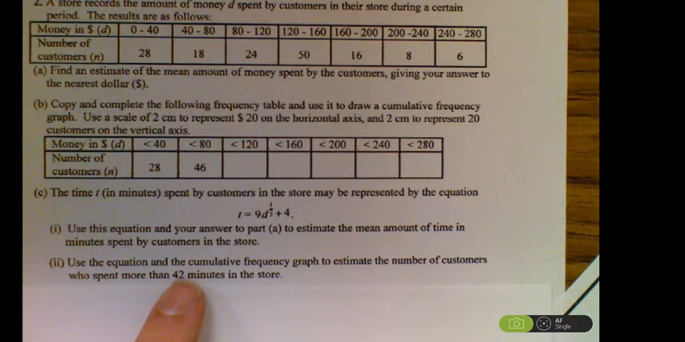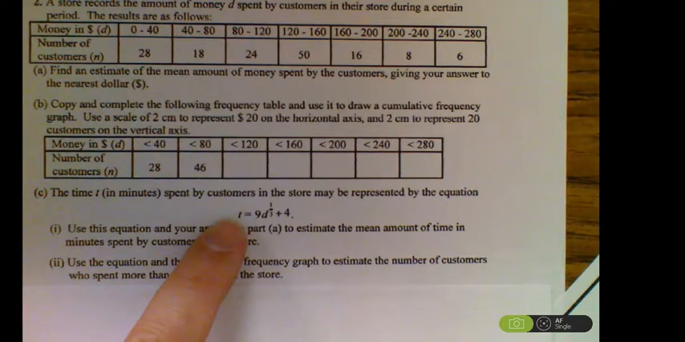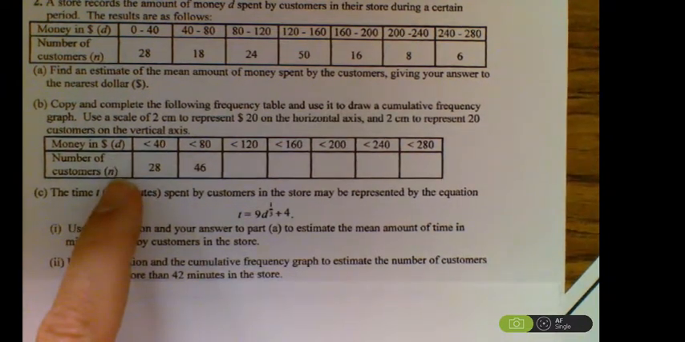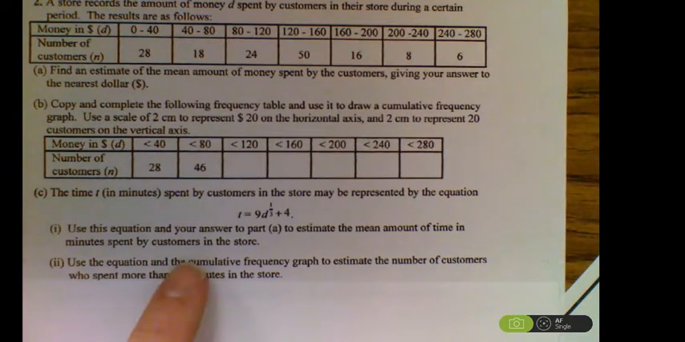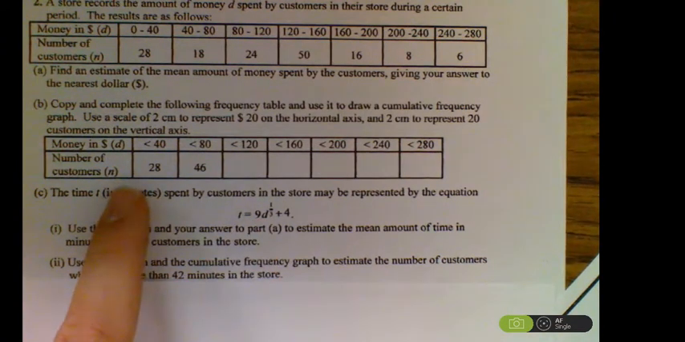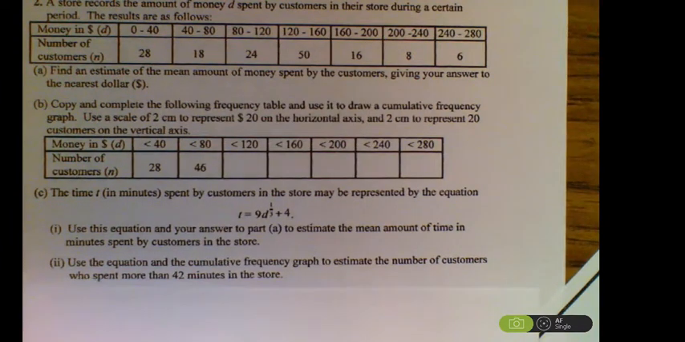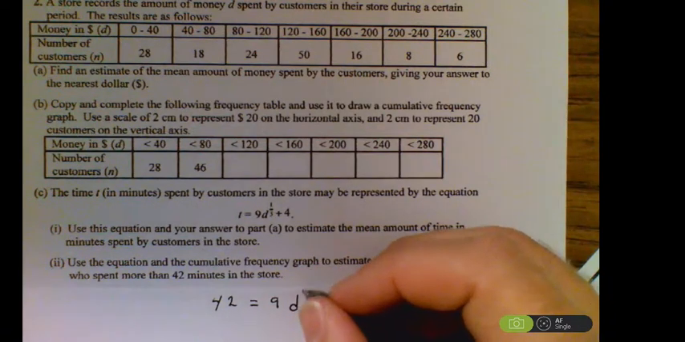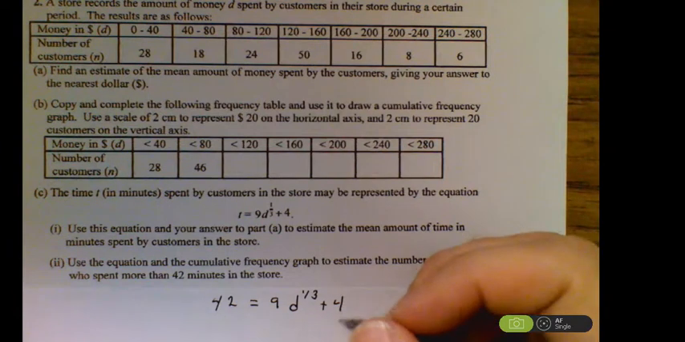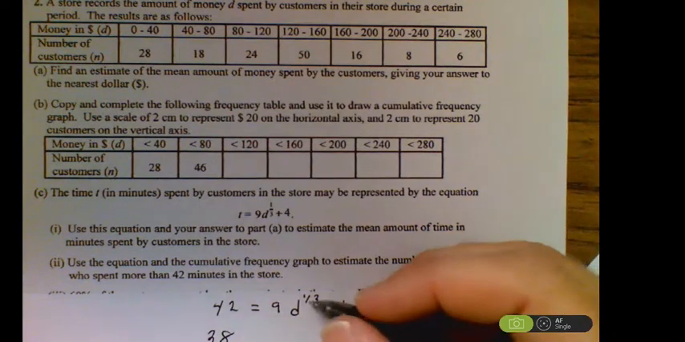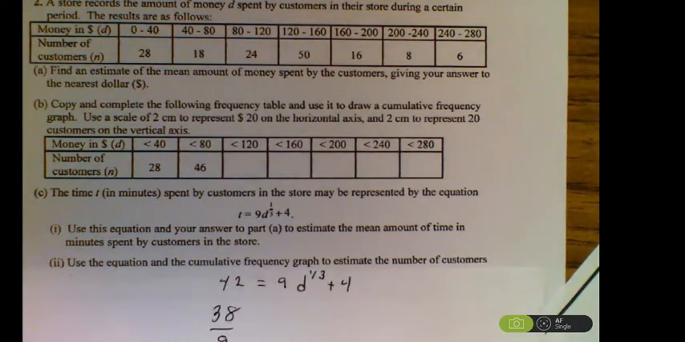In this case, if I take my 42 minutes and plug it in here, because remember, time is not represented on our graph. On our graph, we have dollars and we have numbers of customers. We don't have time on the graph. So I have to take my time, sub it in to get the dollars, so I can use the dollar amount on the graph to then get the number of customers. We've got to track through the process here. So with 42 minutes, time was 42, and now we're using this to solve for the dollar amount. So I subtract my 4, divide that by 9, and then take the third power.